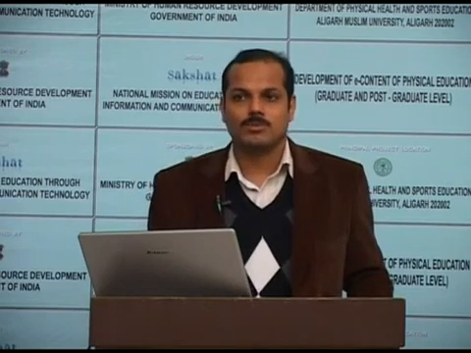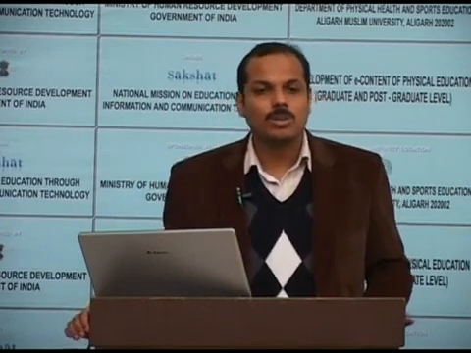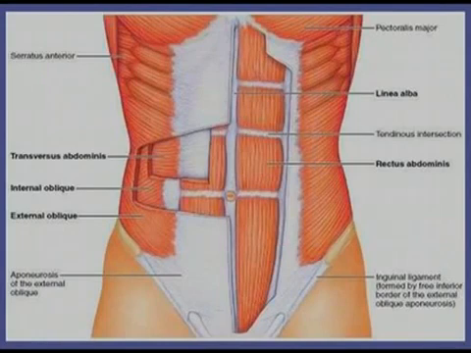Now, the anterior abdominal wall consists of 4 pairs of flat sheets of muscles. So there are a total of 8 muscles, in 4 pairs. The names of the muscles are the Rectus Abdominis, Transverse Abdominis, External Oblique, and Internal Oblique. Now we will go through each muscle again.